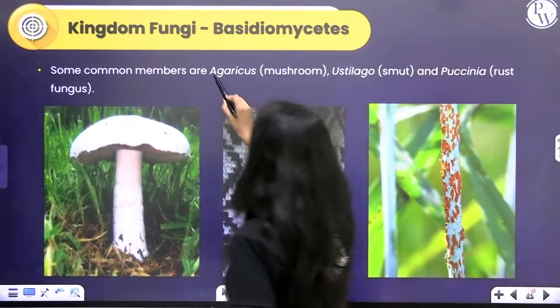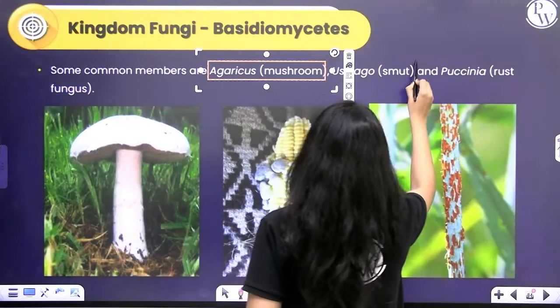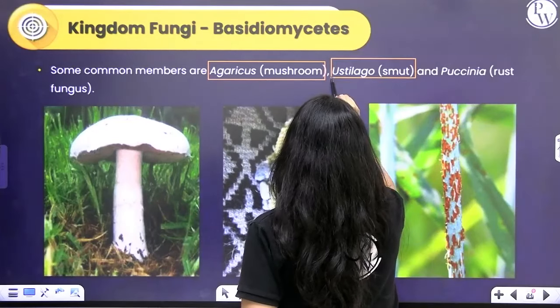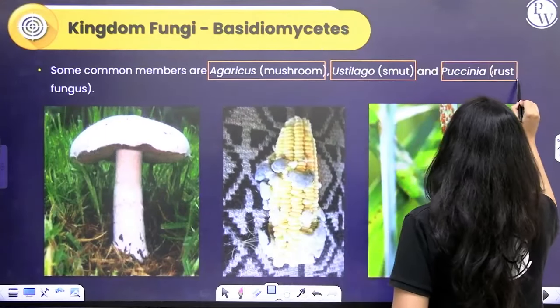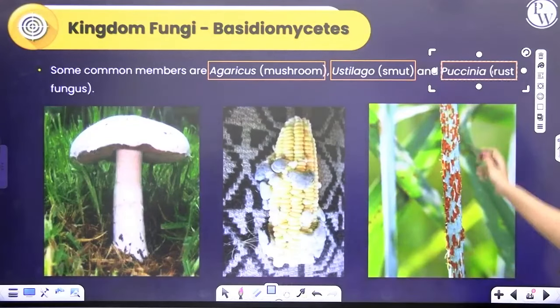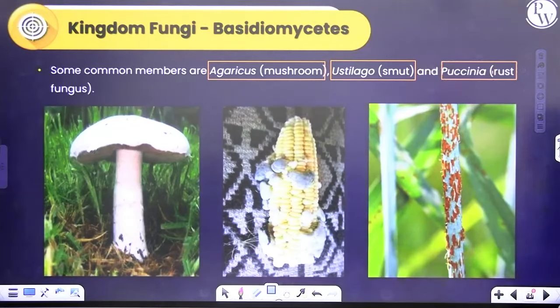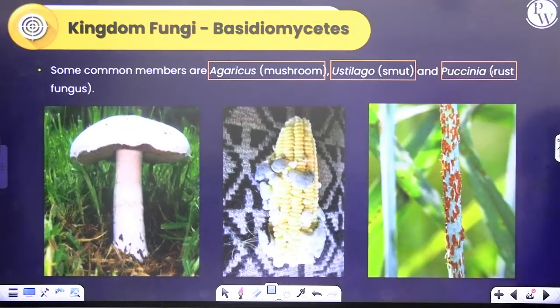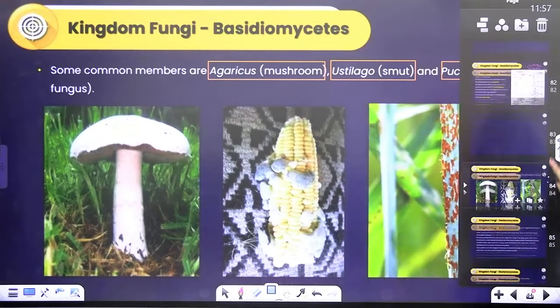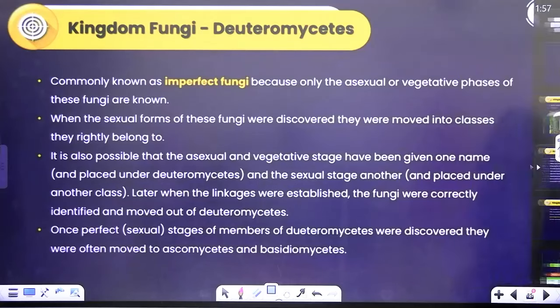Most popular example is Agaricus or mushroom, Ustilago or smut, Puccinia, which causes rust disease. Okay, this is what a smut will look like, that is mushrooms. Okay, now let's talk about the last group, which is deuteromycetes.